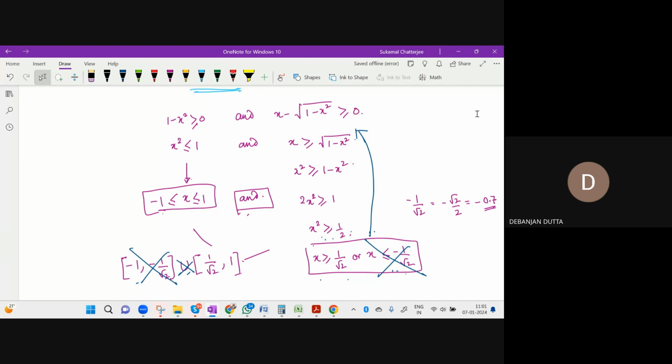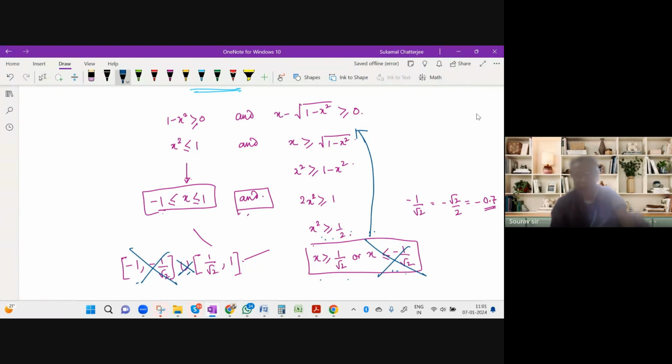Sir, why is the right side not working here? Because when I took this, okay, x square greater than equal to a square means normally what do we write? x is greater than equal to a, or x is less than equal to minus a, right? That's what we do, sir. And that's what I had done.